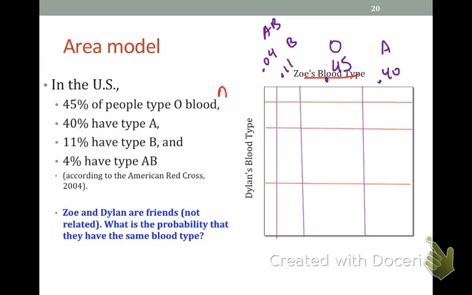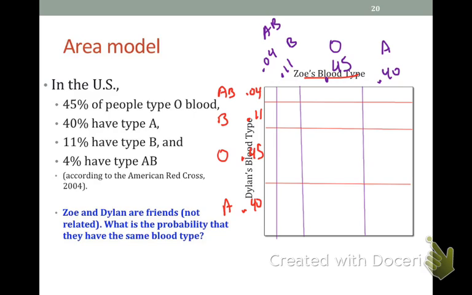And then for Dylan's, we kind of do the same thing, except on a horizontal axis. So AB is going to be 4%, B is 0.11, O is 0.45, and then type A is going to be 40%. So you notice how I've kind of scaled the drawings down. Now the question asks, this is our sample space, this is all our different possibilities.